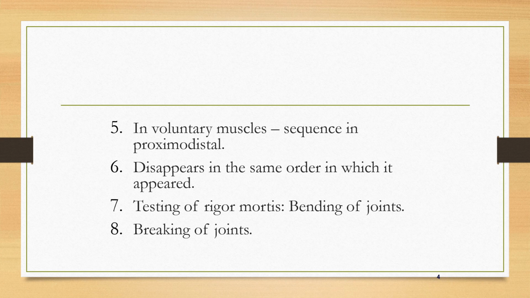Testing of rigor mortis can be done by bending the joints. If it breaks, it indicates that the rigor mortis is already set up, and if it moves easily, then it is not set up.